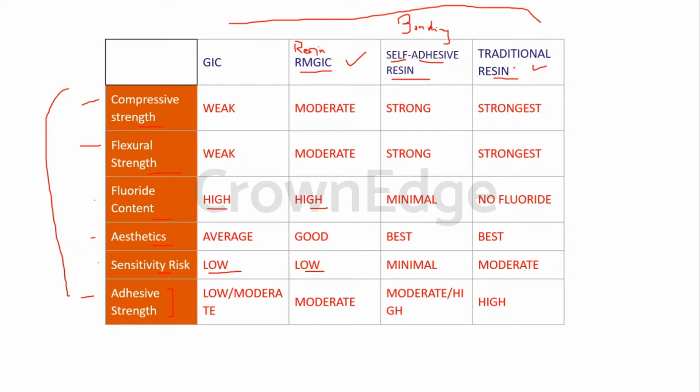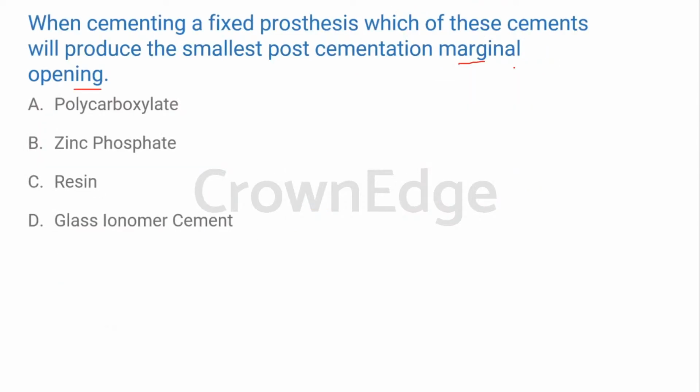Coming back to the previous question, I see a lot of answers with B, A, D, and C. One of you has got it right. The answer is B, that is your zinc phosphate cement. Even your GIC produces some amount of marginal opening. So if the order is asked, your zinc phosphate is 1.